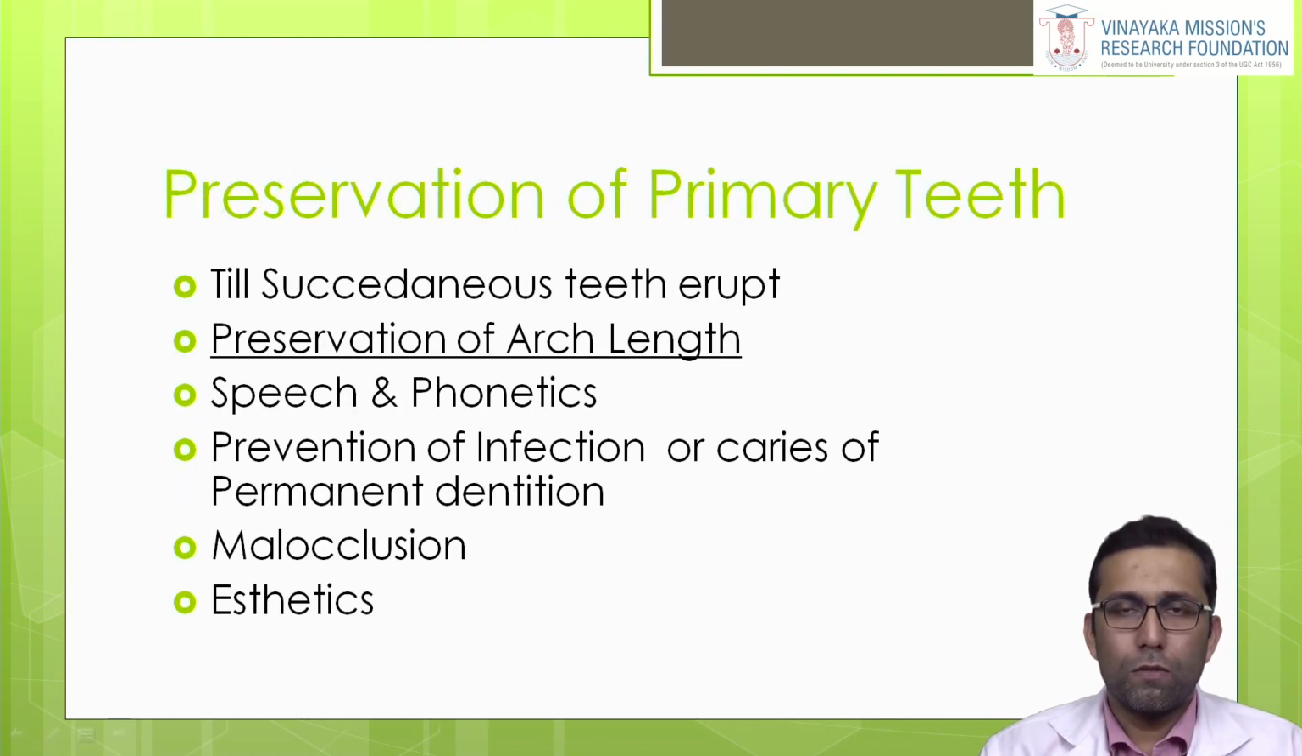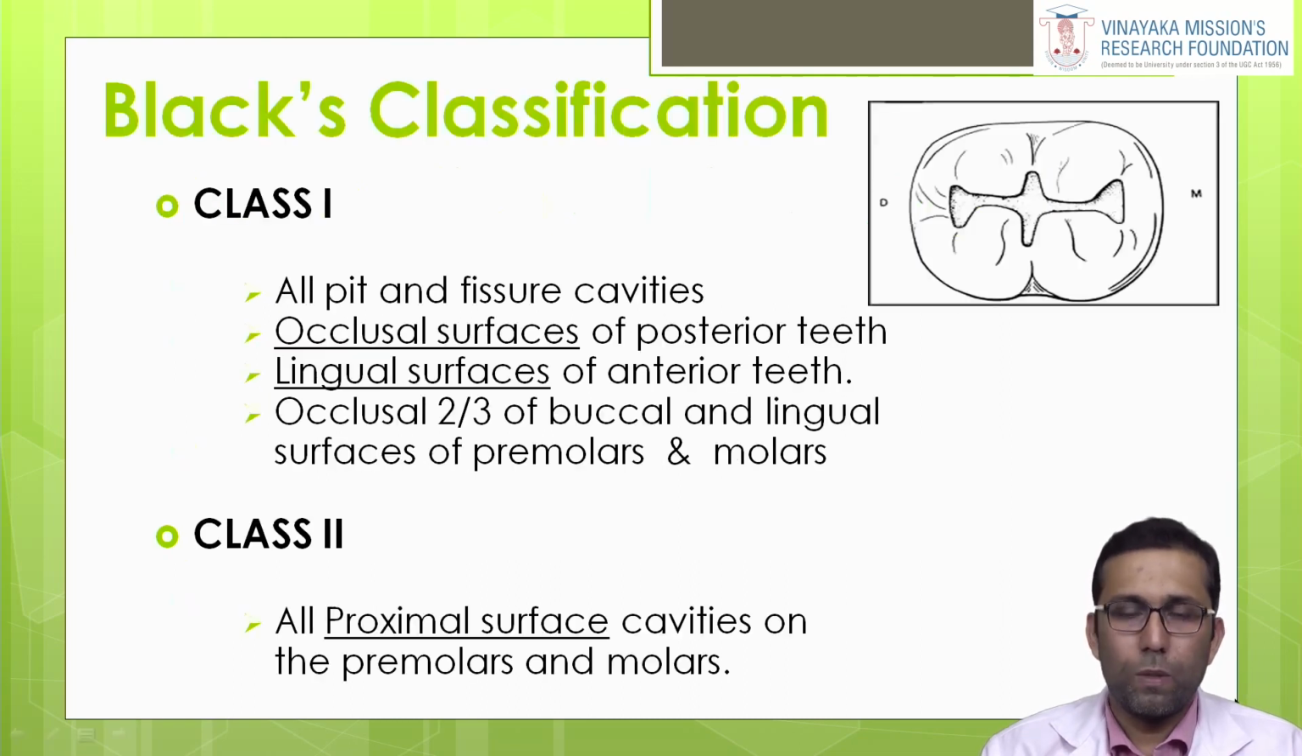Preservation of the primary tooth is important because it should be preserved till the succedaneous tooth erupts, and to preserve the arch length or arch integrity, maxillary or mandibular. It is important in the case of speech and phonetics. Then it is important to prevent infection or caries of the upcoming permanent dentition. Preserving the tooth is also very important to prevent malocclusion in the permanent dentition, and for aesthetics.